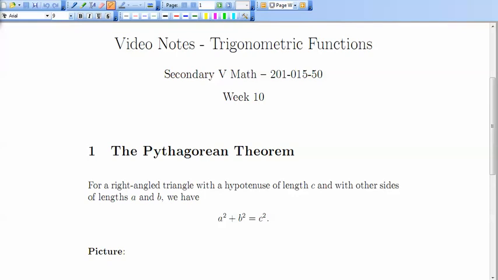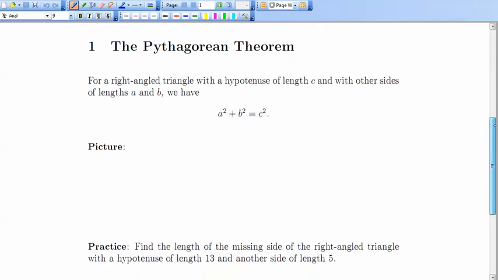Hello! This week in our videos we'll be looking at trigonometric functions. We're going to start off with a concept that I'm sure you're familiar with, the Pythagorean Theorem. Now, of course, the Pythagorean Theorem is only valid for right-angled triangles, so we can only use it some of the time, but it sure is useful when we can use it.